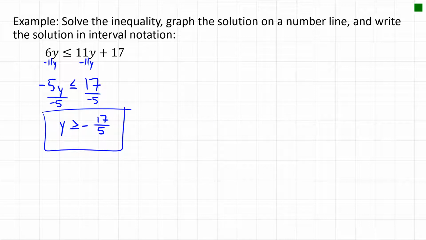Now this is the solution to the inequality, but we were asked to also graph this on a number line and write it in interval notation. And we can do that. So we put our number line down. We have -17/5. It's somewhere to the left of 0.